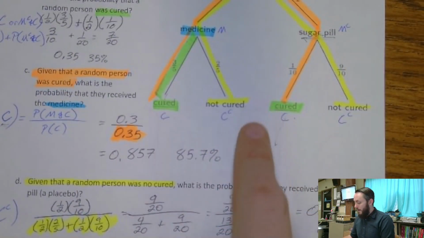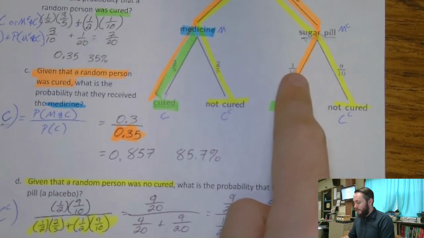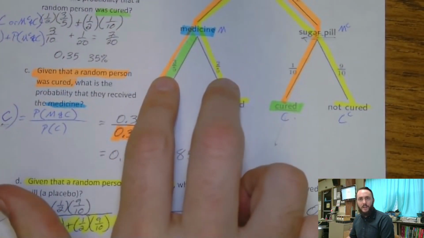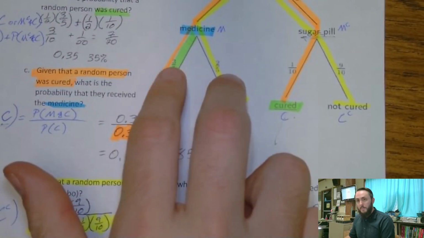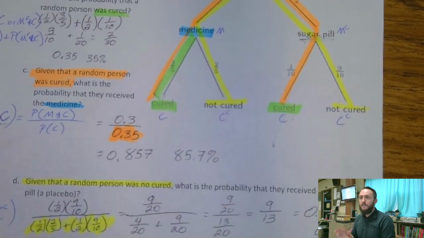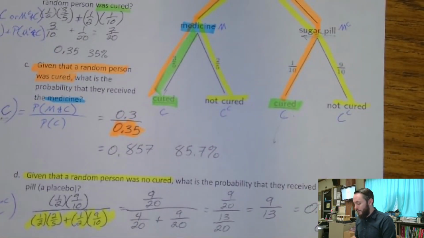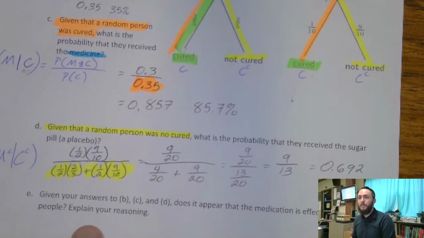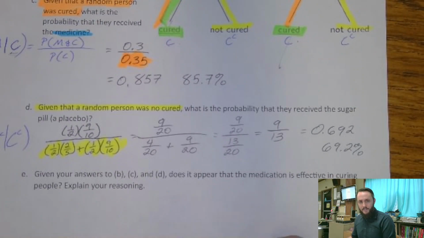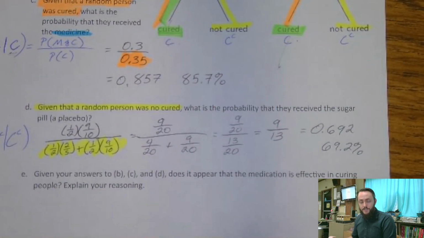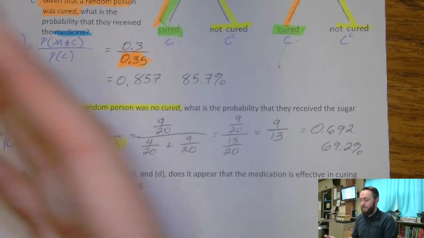And we can see these branches here are not the same probabilities as these branches here. That's independence, or not independence. We can tell by these two branches that these are not independent. Therefore, this medication is effective because having the medicine changes your probability of being cured.